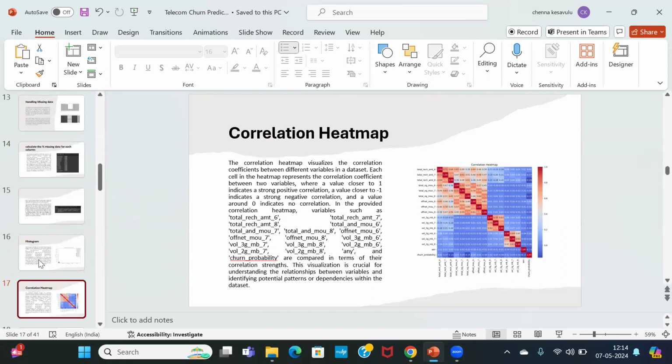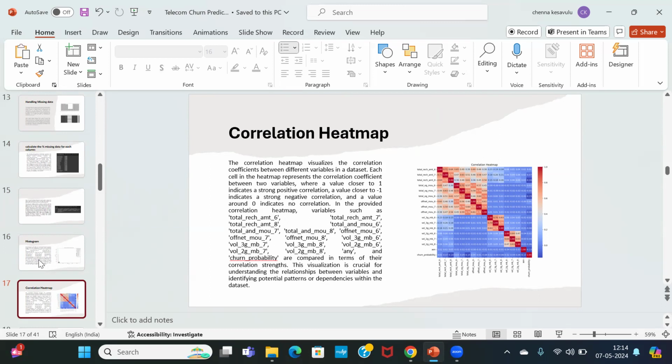I'm going to explain about the correlation heat map. This visualization represents the correlation coefficients between various variables such as recharge amounts for different months, total minutes of usage, and data volumes over 2G and 3G networks. High correlations are indicated by colors close to red, +1, and blue, -1, showing strong positive and negative correlations respectively, while shades of white represent no correlation, that means zero.